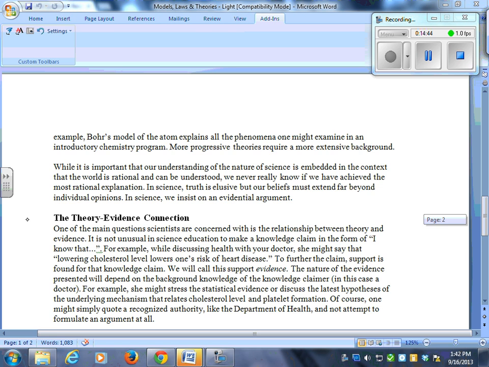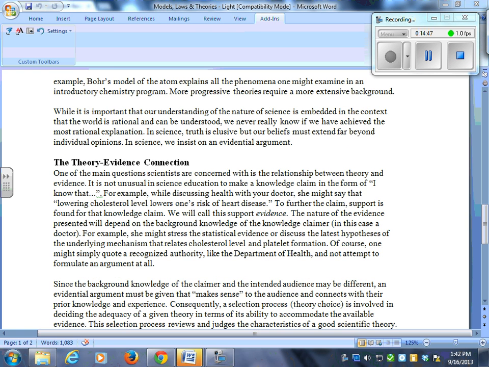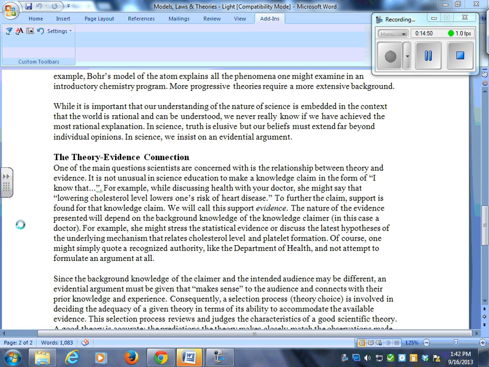While it's important that our understanding of the nature of science is embedded in the context that the world is rational and can be understood, we never really know if we've achieved the most rational explanation. There's always going to be room for some improvement. In science, the truth is elusive, but our beliefs must extend far beyond individual opinions. In science, we must insist on evidential argument.